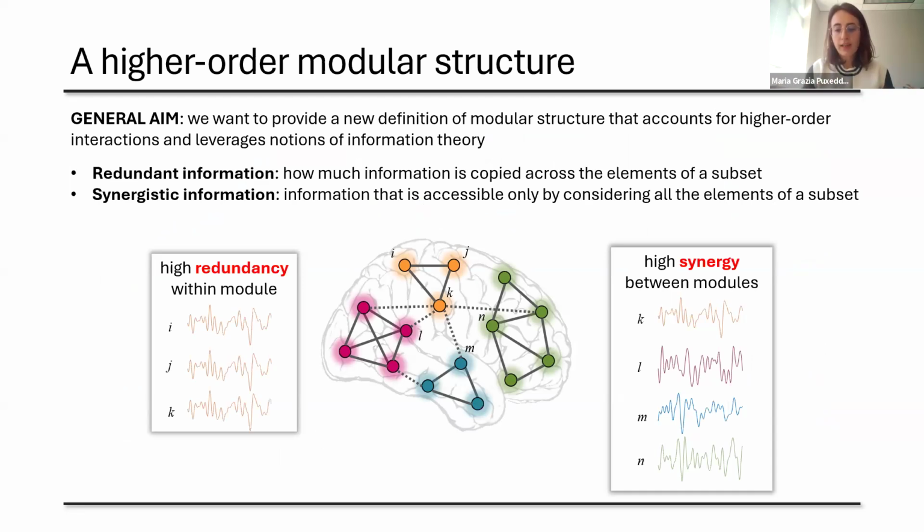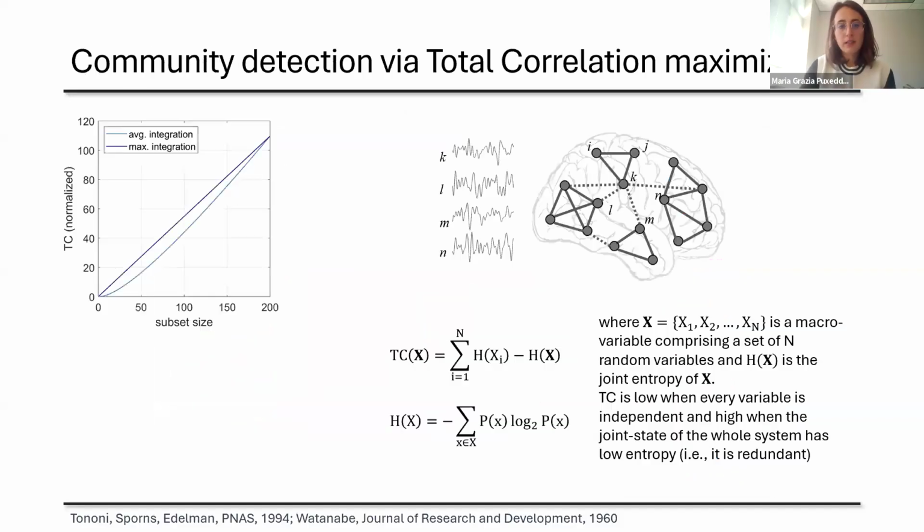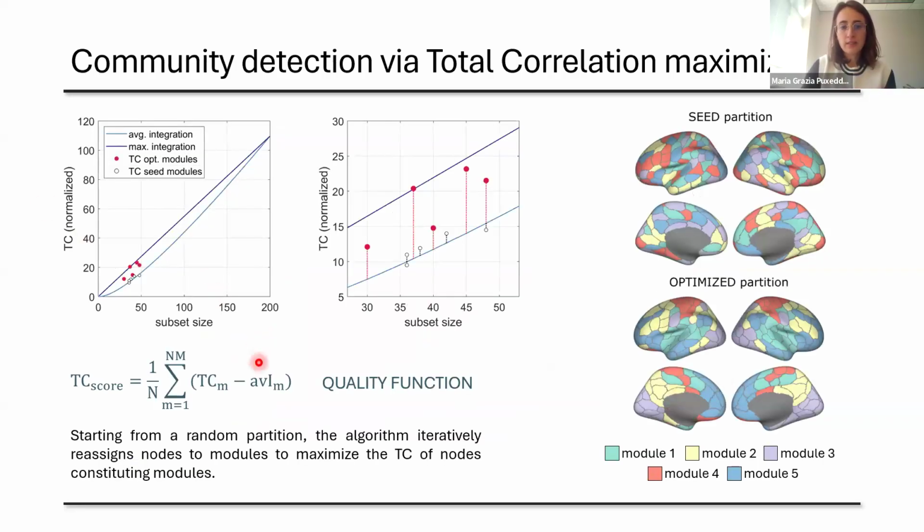We defined our algorithm to maximize the redundancy within modules, and then we obtained this quality function, TC score. We hoped that the partitions obtained by maximizing redundancy within modules also led to high synergy between modules. However, we did not put the synergy between modules into the quality function, so we did not maximize redundancy within modules and synergy between modules at the same time.